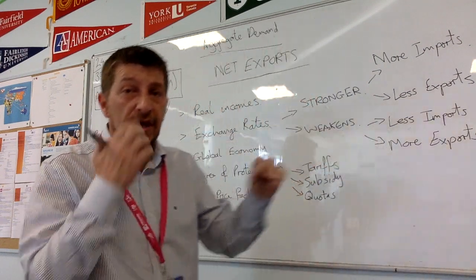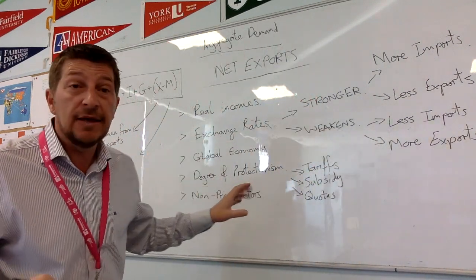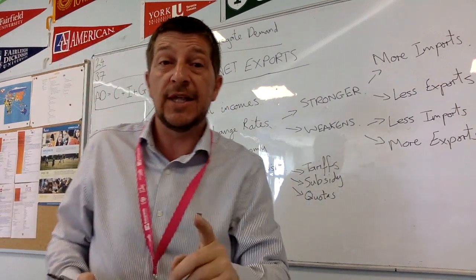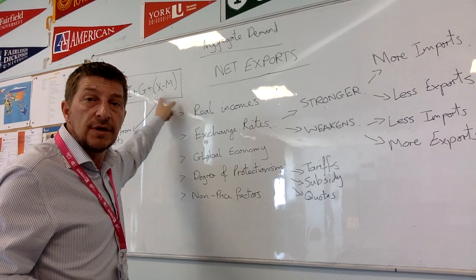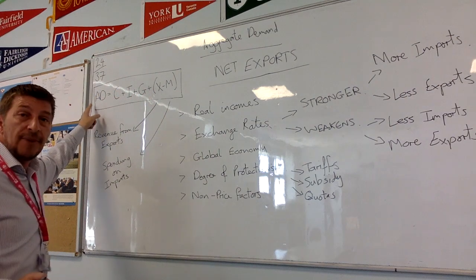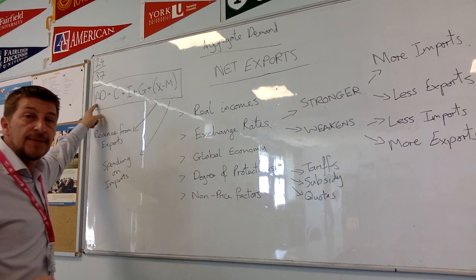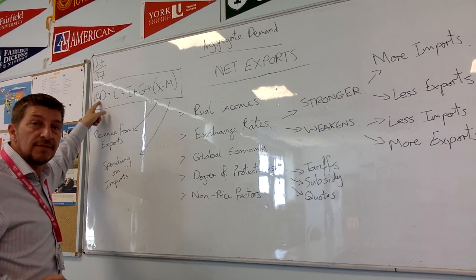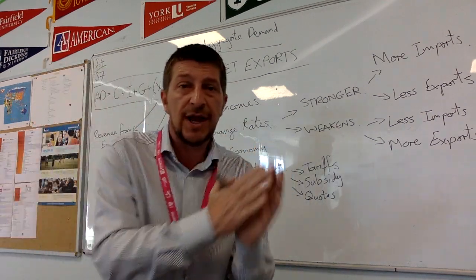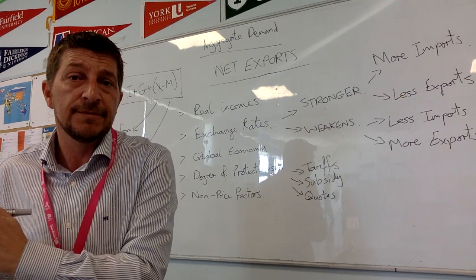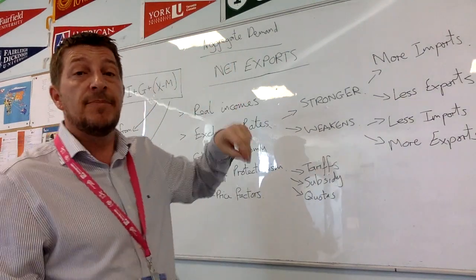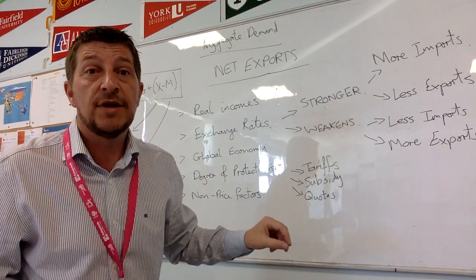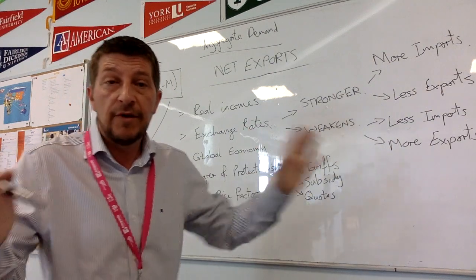Okay, so think about this. I'm not going to do the diagram again, but what you want to think about is this. If your net exports change, that will have a direct impact on aggregate demand. The impact on aggregate demand will be to either shift it to the left or shift it to the right. And that will impact on output, that will impact on inflation, average prices. Okay?